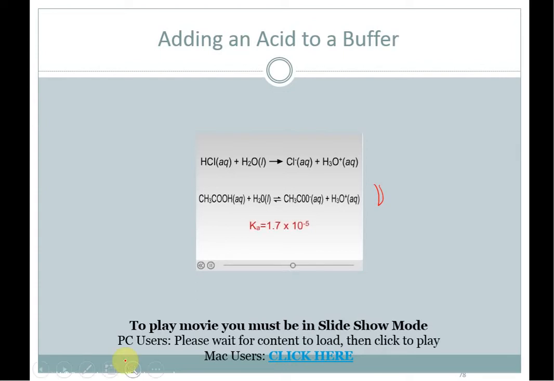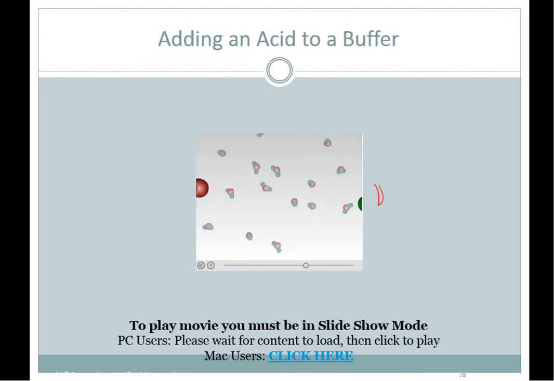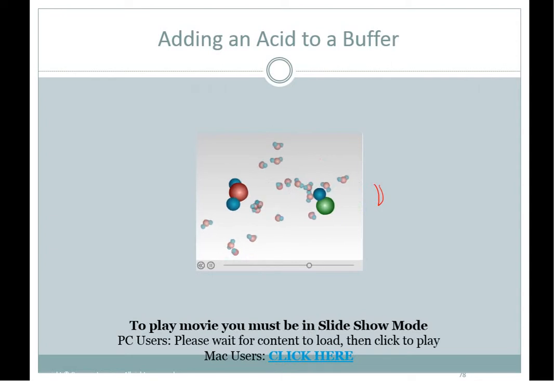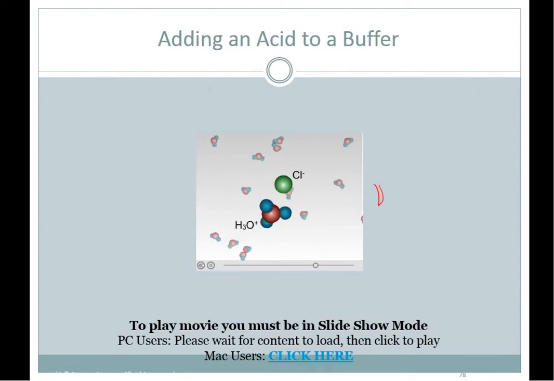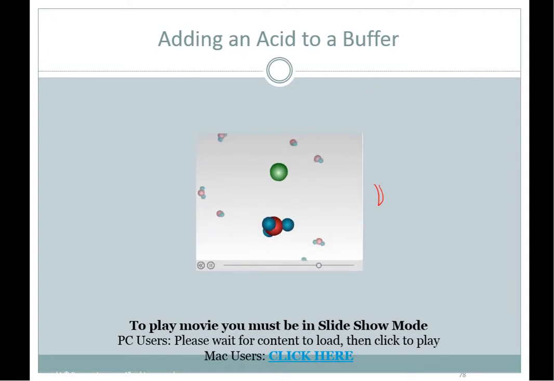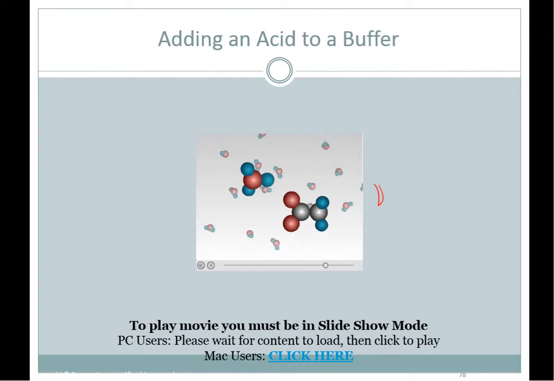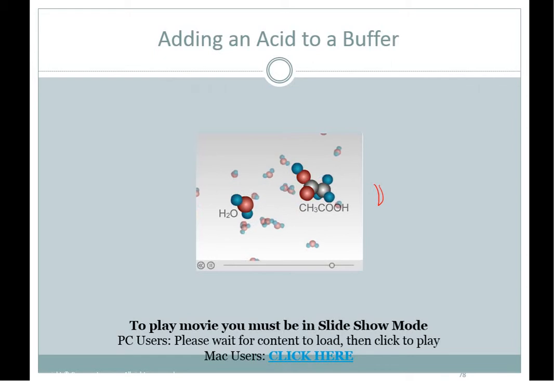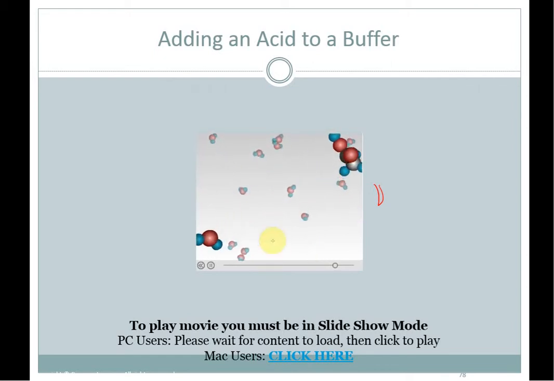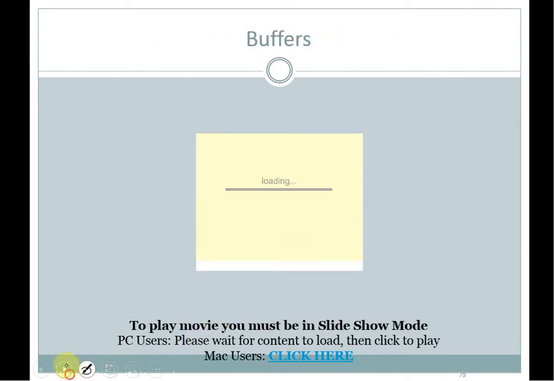So here, for example, we know that acetic acid behaves in water with a Ka of 1.7 times 10 to the minus 5. By adding in an acid, like hydrochloric acid, it can be quickly taken up by the solution and leaves you with a more neutral solution overall. So the addition of acid is going to cause only a minimal effect on your pH here.